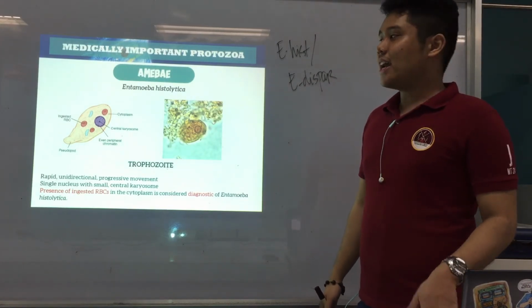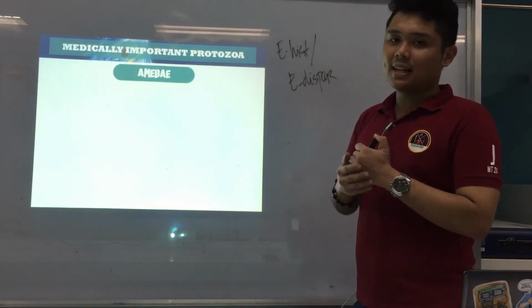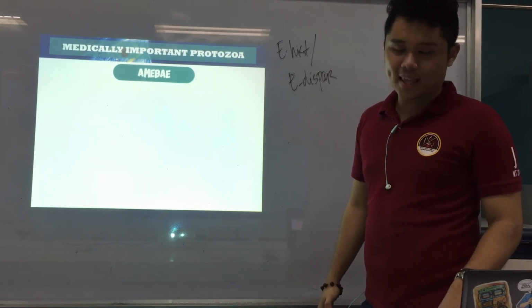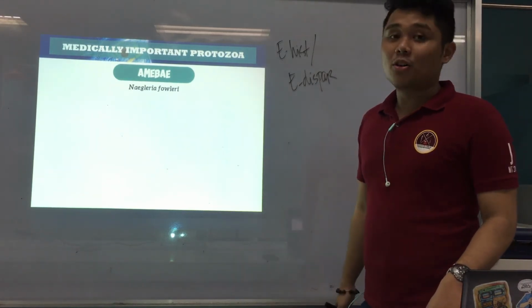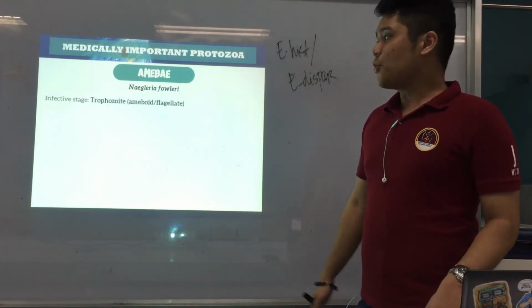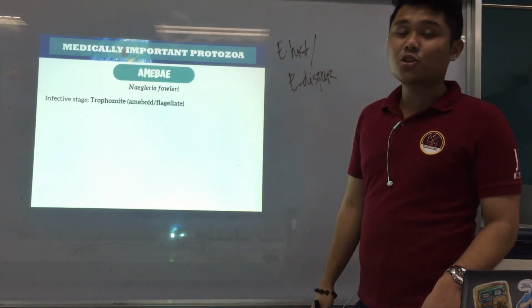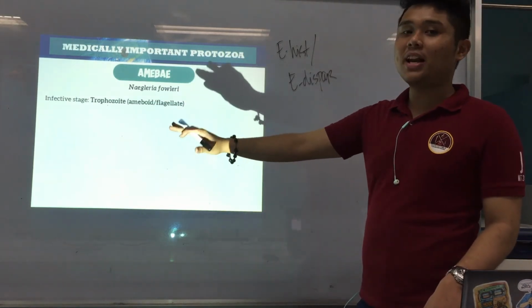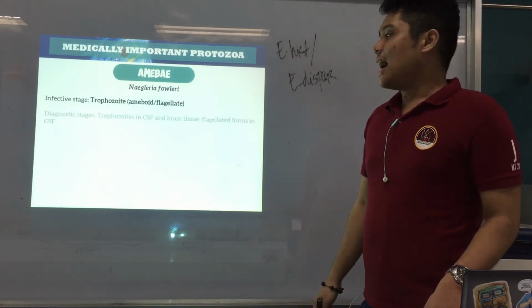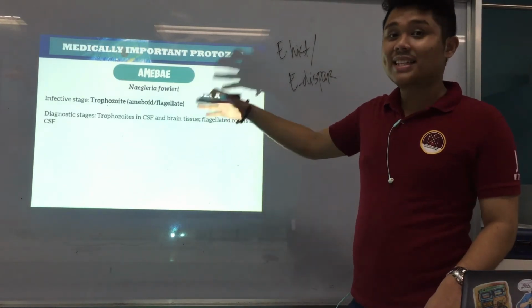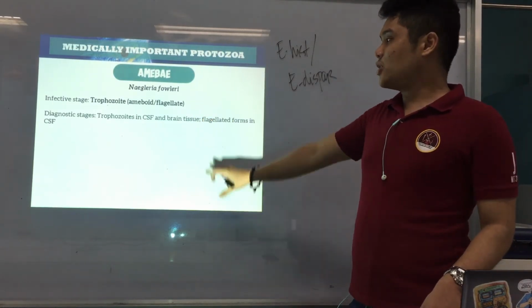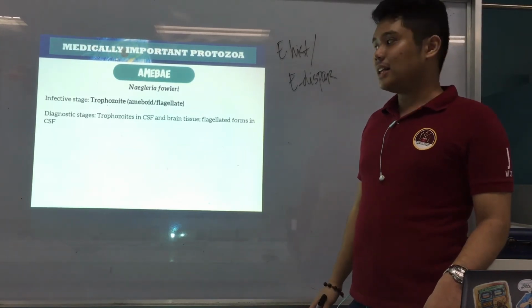All right. Okay, now we go to the next and the last amoeba that we're going to discuss in the lab, which is your Naegleria fowleri. Now, your Naegleria fowleri, its infective stage is your trophozoite, may it be amoeboid or flagellate. Later, we'll understand that. Diagnostic stages, trophozoites in the CSF and brain tissue. And flagellated forms are only found in CSF.